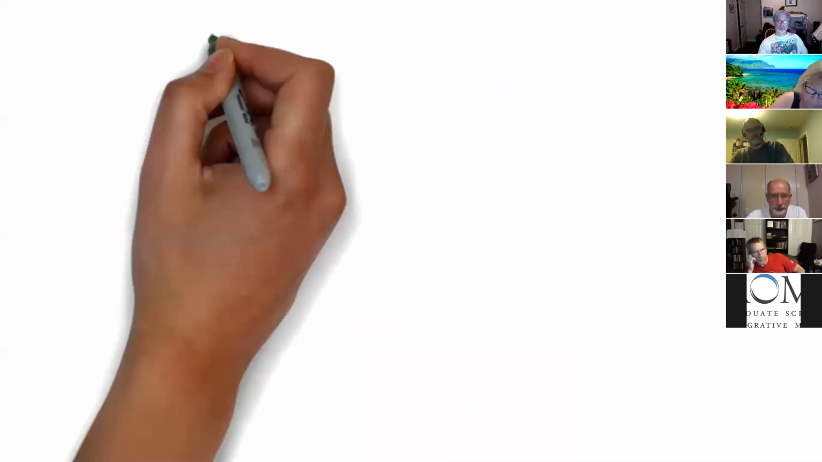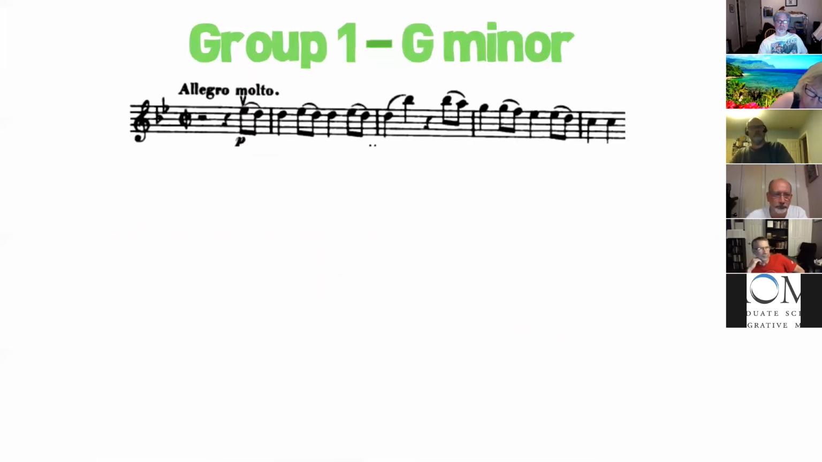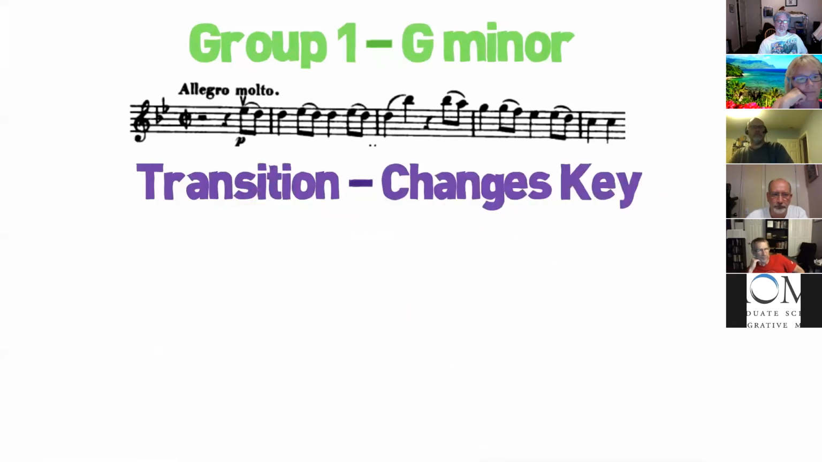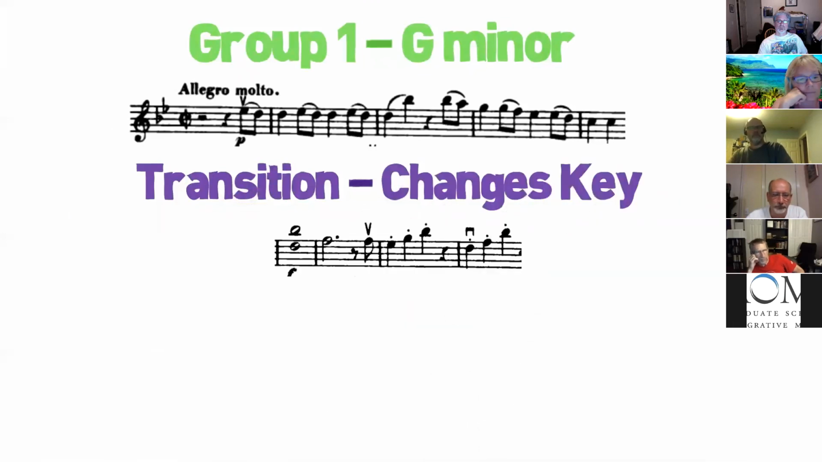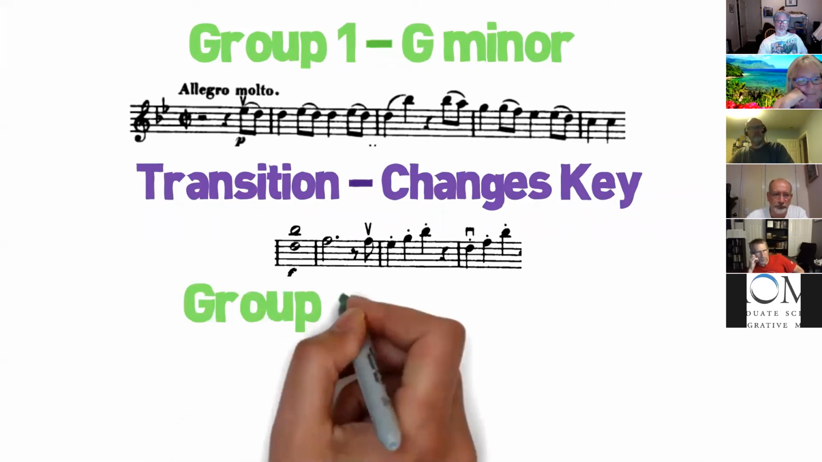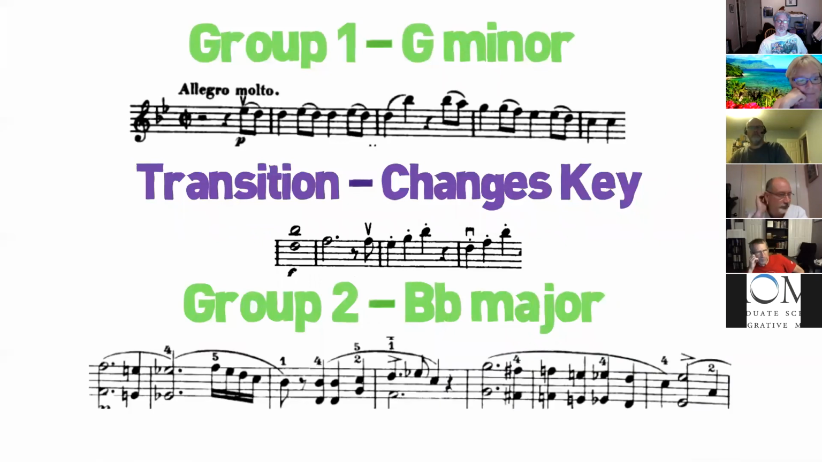So, with Mozart's 40th, the first group in G minor gives us this theme. Then the transition gives us this material and changes key for us. The second group in B flat major gives us this calmer, contrasting, scalic theme.